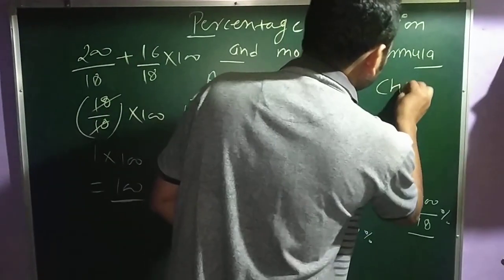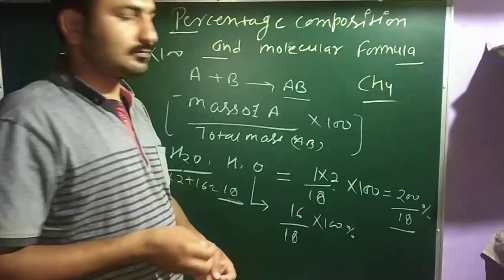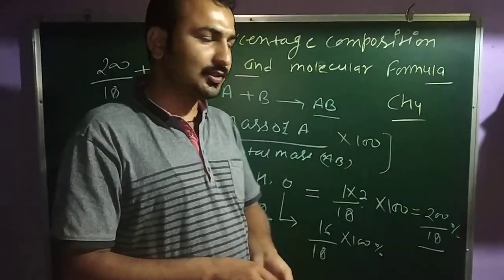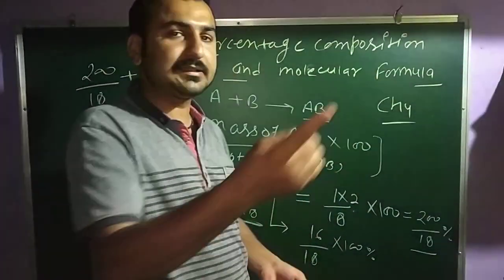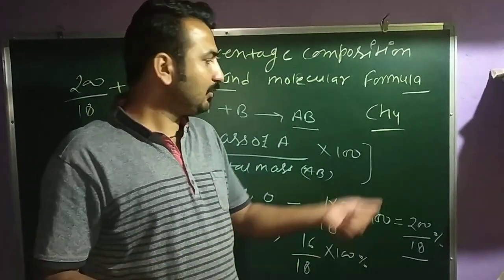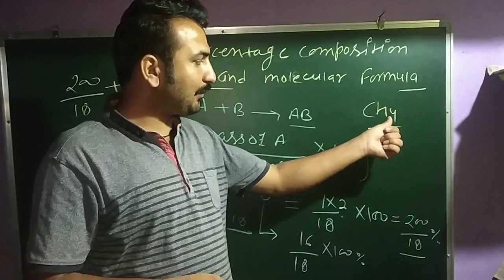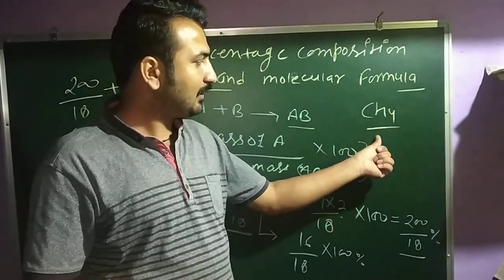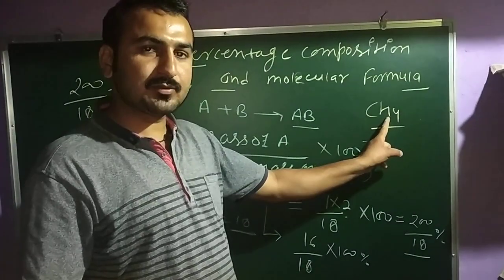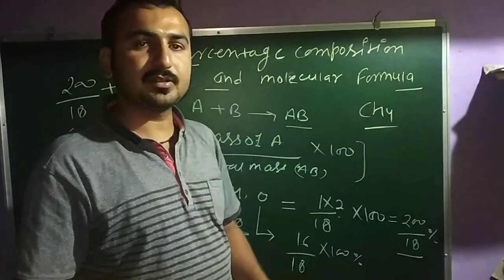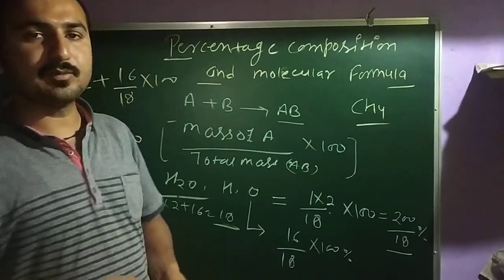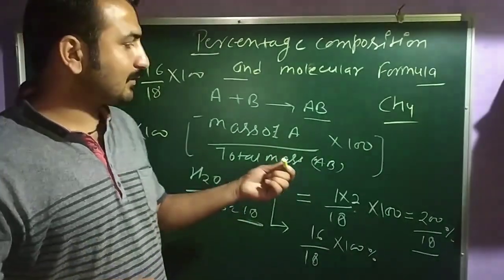Like you have CH4. The question is to find the percentage composition of carbon and hydrogen in methane. So what do we do? The mass of carbon, 12, upon the total mass of CH4, plus the mass of hydrogen upon the total mass of CH4, into 100. It's your percentage composition. Very simple things.